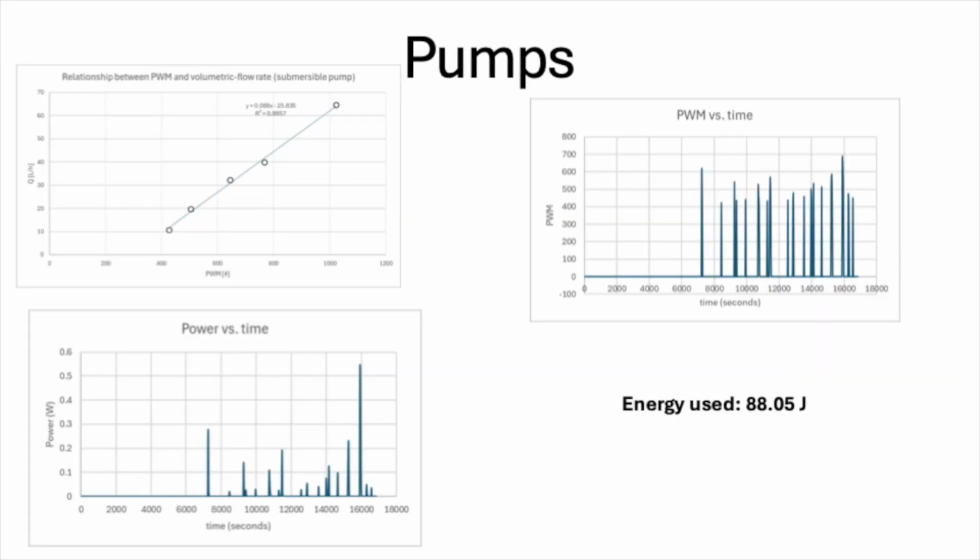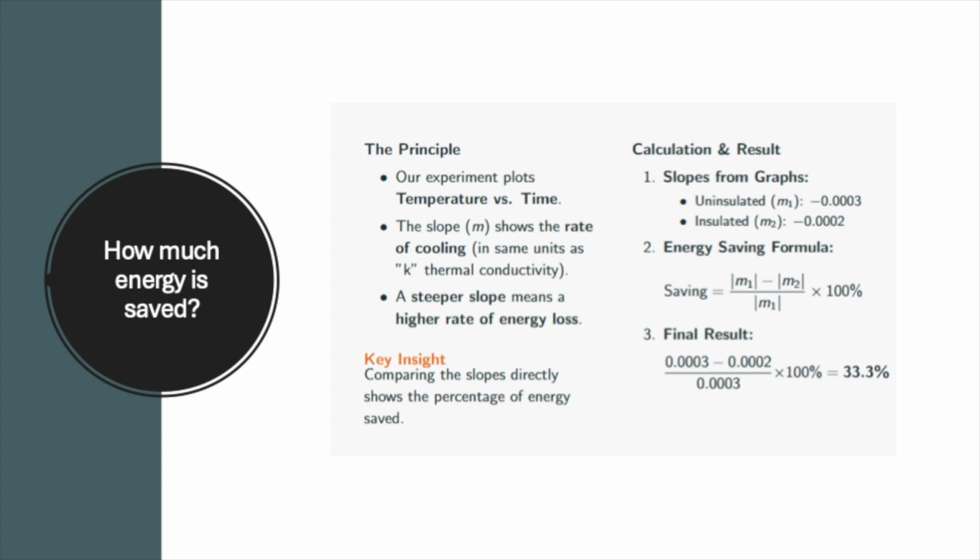By experimenting, we found a correlation between PWM and flow rate Q. We ran a full experiment and got PWM versus time data, see the plot. Using the correlation, we found Q and then determined the power. Using Python, we used the time and the now known power to determine the total energy, which turned out to be 88 joules. So the key question is, how much energy did we actually save?